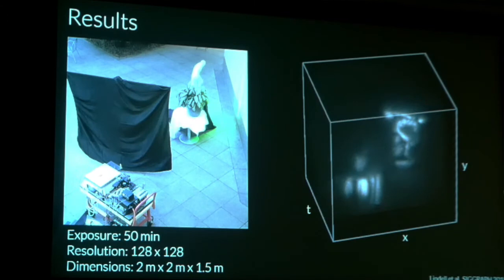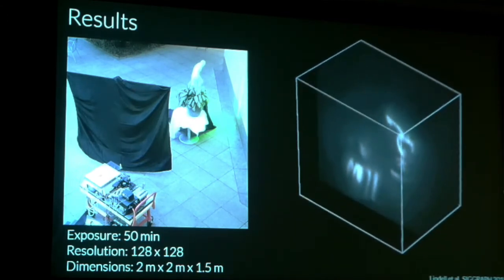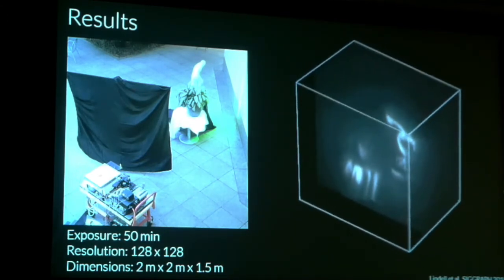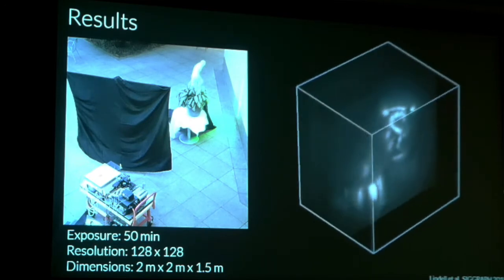And then here's the reconstruction again. And so actually this is fairly robust to that ambient light. We can still get pretty good reconstruction.